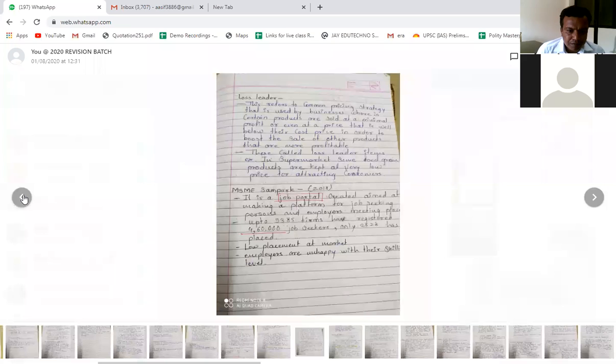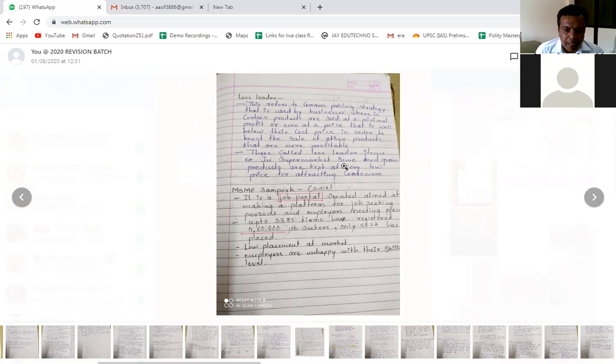Loss leader. What is a loss leader that we'll see here? This refers to the common pricing strategy used by businesses wherein certain products are sold at minimal profit, or even at a price well below their cost price, in order to boost the sale of other products that are more profitable. These are called loss leader items.